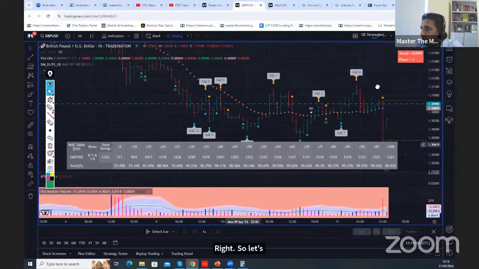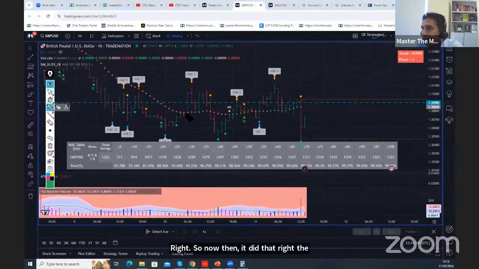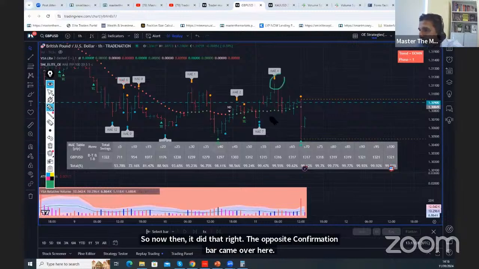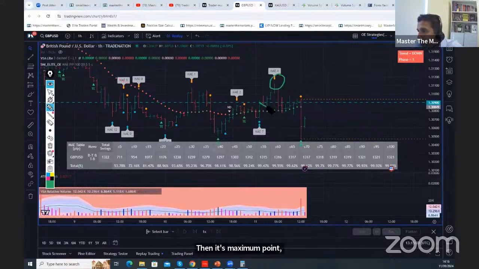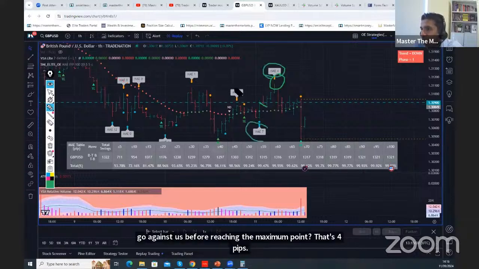Right. So now it did that, right? The opposite confirmation bar came over here. Then its maximum point was over here. How much did it go against us before reaching the maximum point? That's 4 pips, right? So the same thing here, 7, 2, 1.